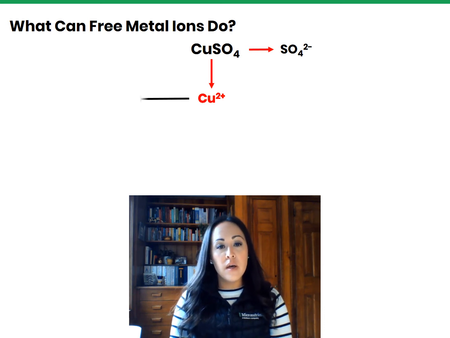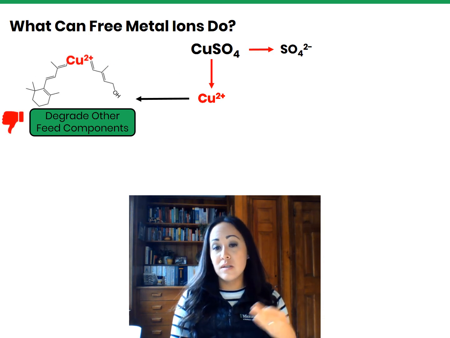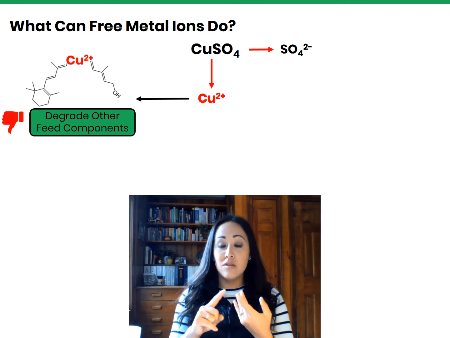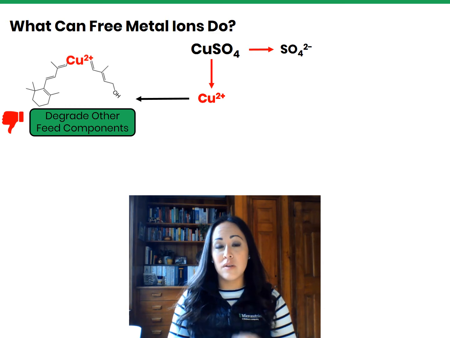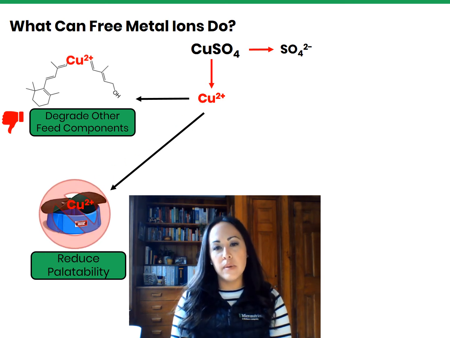So for example, that free metal ion can react with other feed components, which leads to their degradation. So components such as your vitamins, your enzymes, your lipids, and your DFMs can all be degraded with a sulfate-based trace mineral program. That free metal ion also has a really metallic taste and it can reduce the palatability of the mineral to the animal.